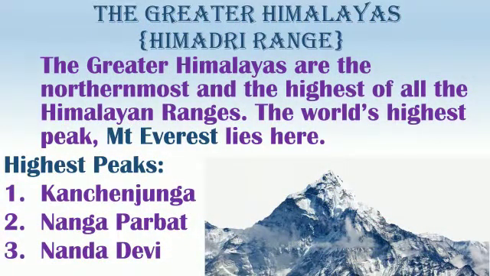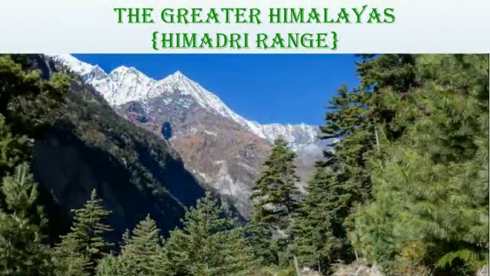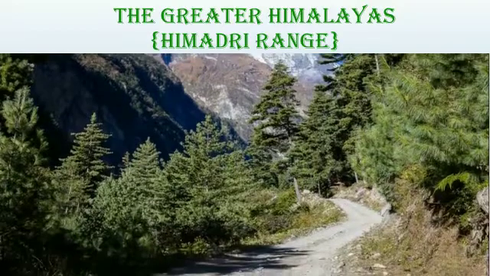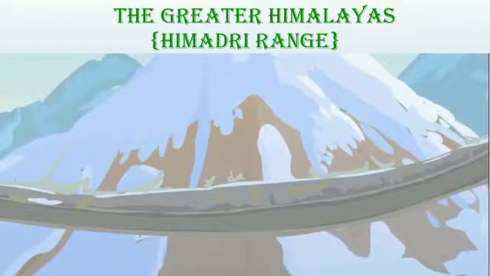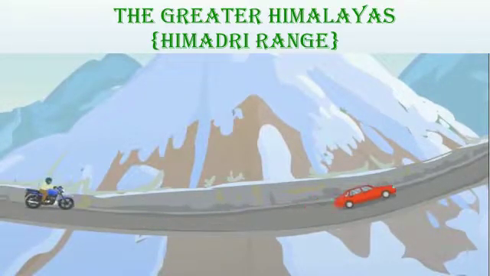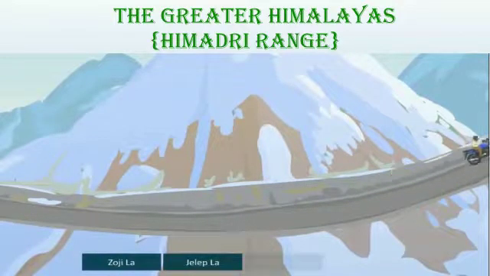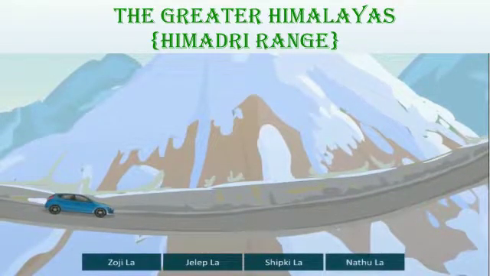The Greater Himalayas are the northernmost and the highest of all the Himalayan ranges. The world's highest peak, Mount Everest, lies here. Kanchenjunga, Nanga Parbat, and Nanda Devi are some of the highest peaks of this range. The range also has many mountain passes. A route through a mountain is called a mountain pass. Some important Himalayan passes are Zojila, Jalipla, Shipkila, and Nathula.